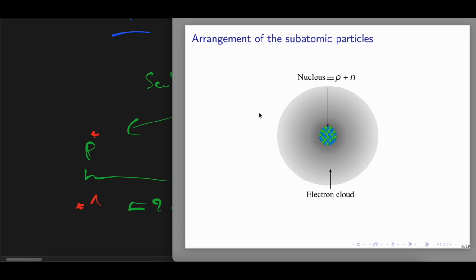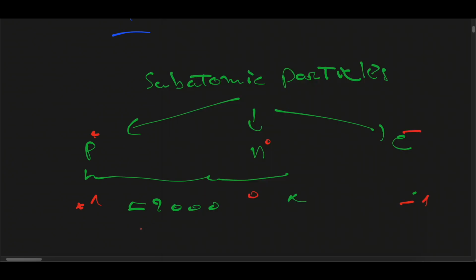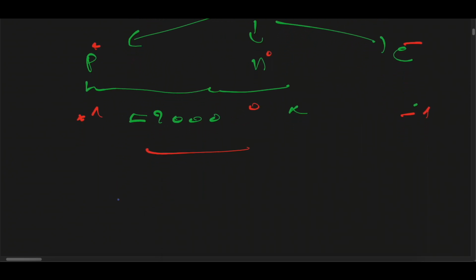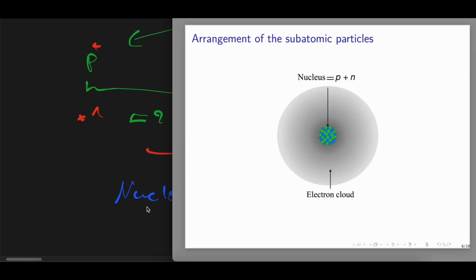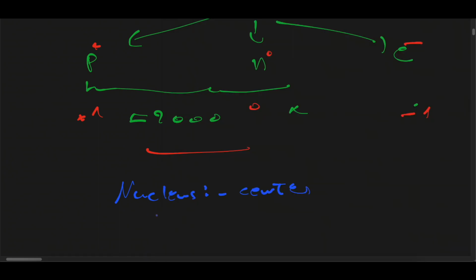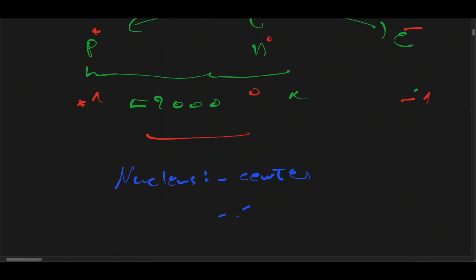Now, how are these subatomic particles arranged in the atom? We can see here that the protons and neutrons are found at the center of the atom, and this center of the atom is called the nucleus. This nucleus is an extremely dense material.